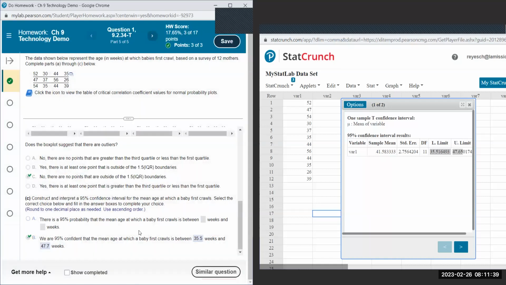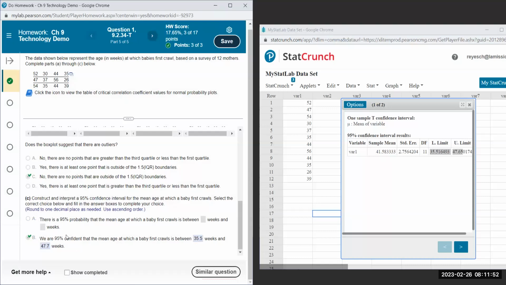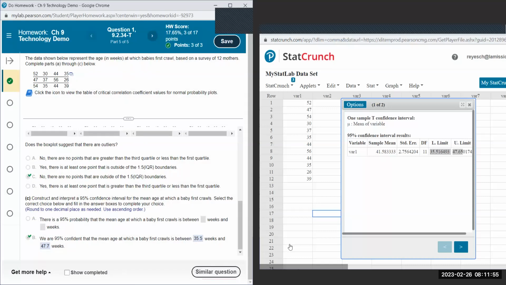Now, what does it mean to be 95% confident? It doesn't have anything to do with this particular example. For any sampling that you're going to do, being 95% confident means that if you were to repeat this 100 times, 95 times out of every 100 samples of size 12, you would get these little intervals that would capture the true population measurement, in this case of the age that babies first crawl.